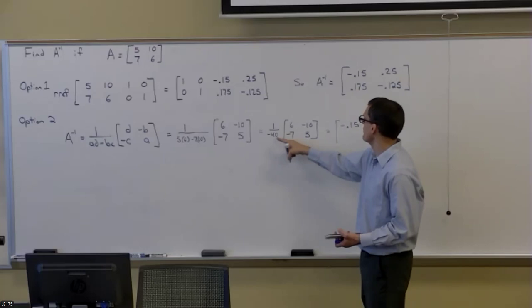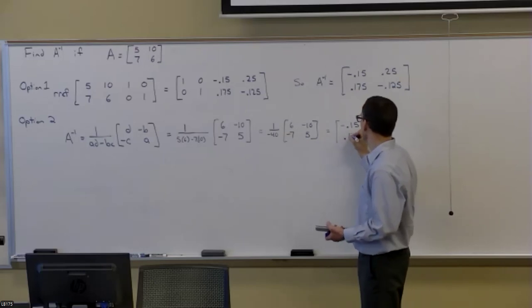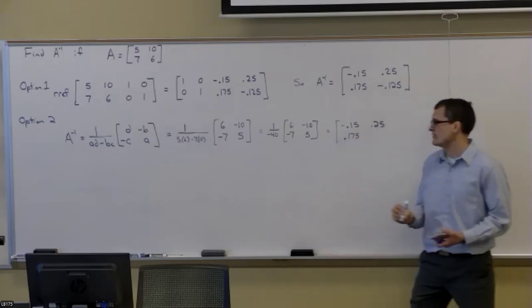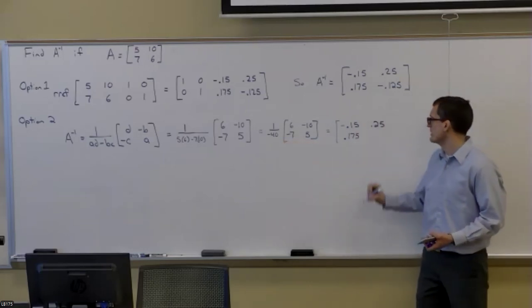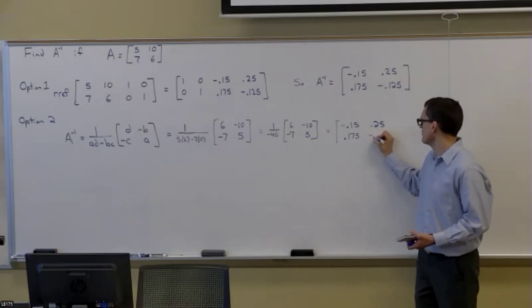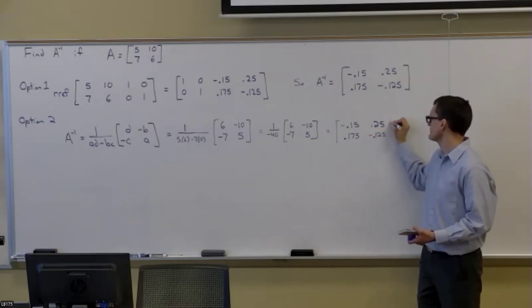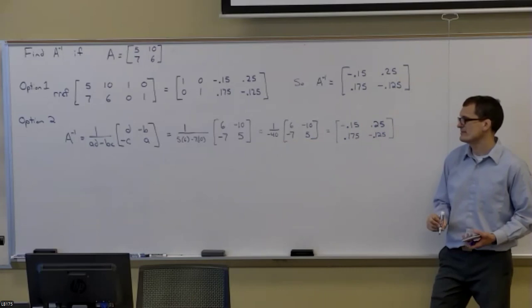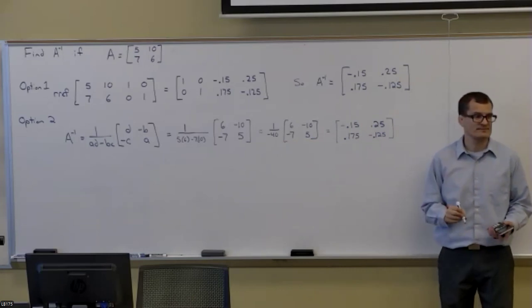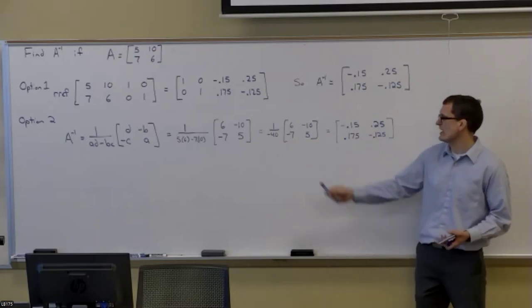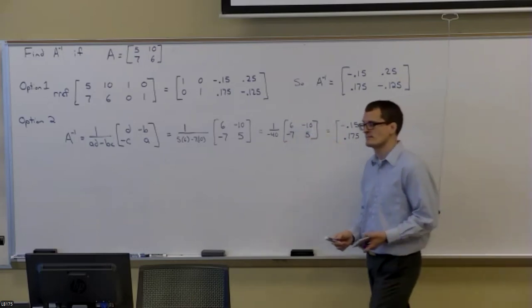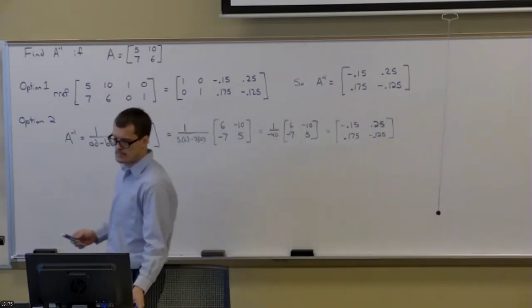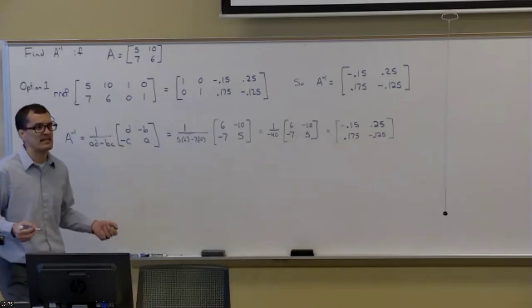This would be negative 7 over negative 40. That's 0.175. And then 5 over negative 40 is negative 0.125. Is that right? Just divide all these numbers by negative 40. So that's option 2.